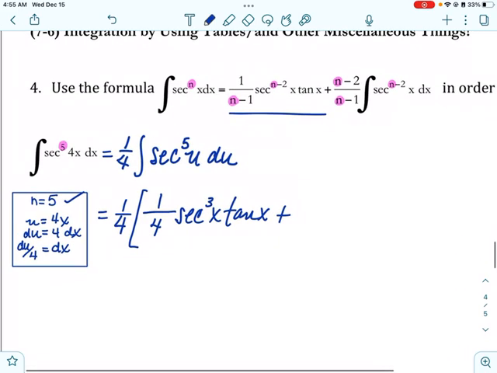Plus, so we're still on the inside of this thing, we have 3, and 5 minus 2 is 3, over 5 minus 1 is 4. And then we have the integral of secant to the 5 minus 2 power, which is going to be 3.